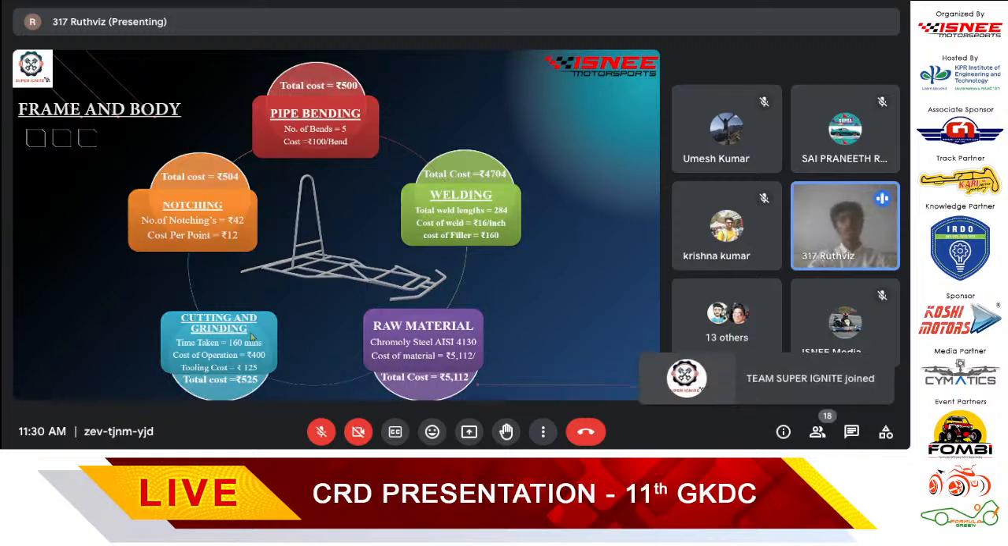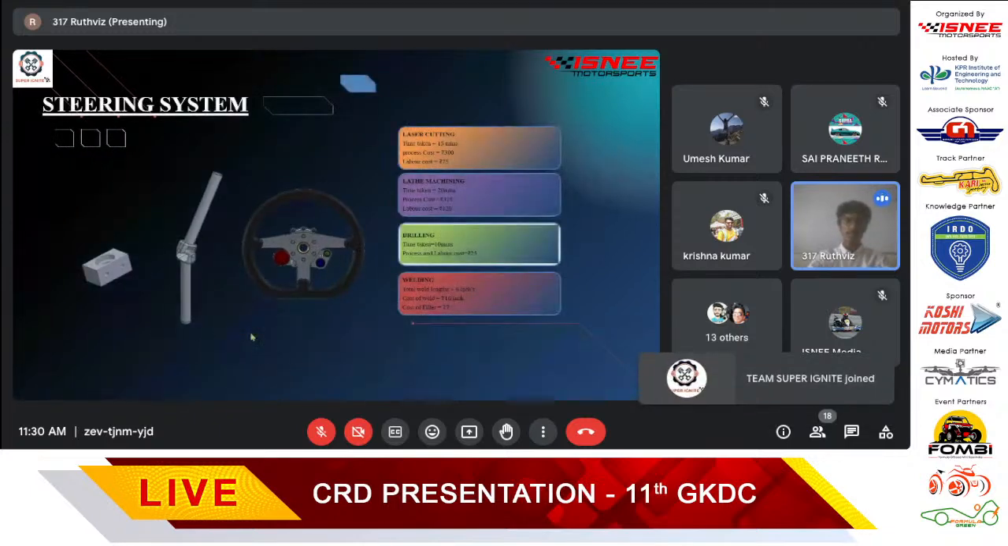Next, going into the steering system. In the steering system, we have designed the system, and for the manufacturing process of the steering wheel, we have considered wood and also aluminum as raw materials. For this, we have done laser cutting. The total time for this laser cutting is 15 minutes. The process cost and the labor cost together come to 375 rupees.